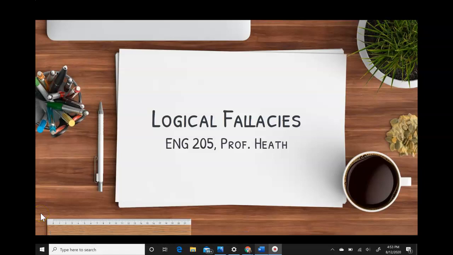In this series, we're going to be talking about different logical fallacies. This is not going to necessarily be an exhaustive list. Unfortunately, there are way more ways to make an incomplete or illogical argument than we will cover. We're just going to go over some of the biggest ones that come up.